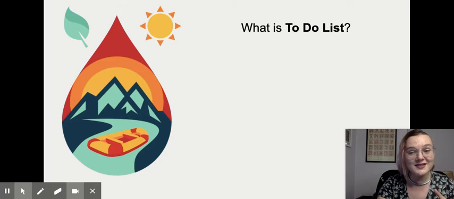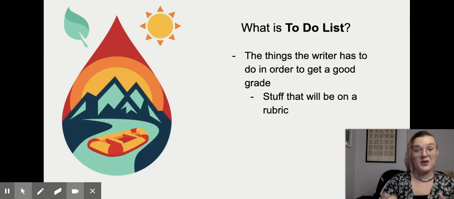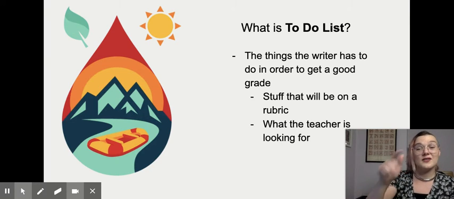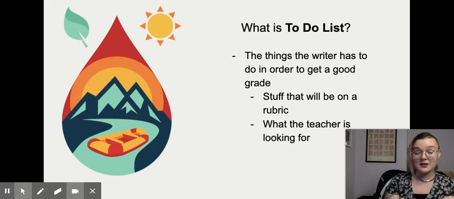Your to-do list is the things that you need to do in order to get a good grade. This is going to be the stuff that's on the rubric, the stuff that the teacher is looking for. This is your checklist.